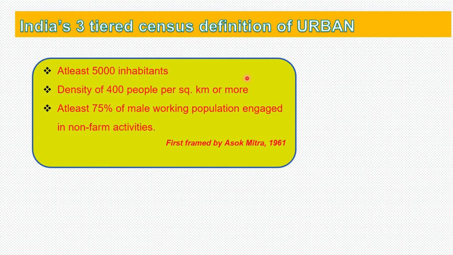So the census of 2011 defines urban by three important points, and the definition of urban was initially framed by Ashok Mitra in the year 1961. He says that at least 5,000 inhabitants should be there in an area to be claimed as urban, the density should be more than 400 people per square kilometer, and at least 75% of the male working population should be engaged in non-farm activities.